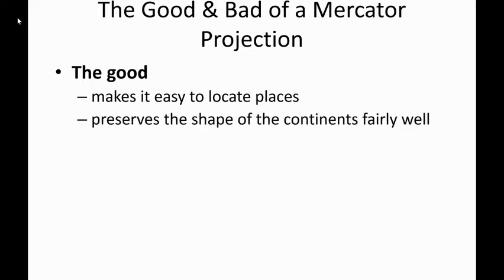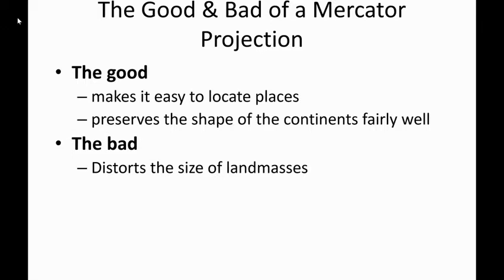Now, it preserves the shape of the continents fairly well. We'll see that it doesn't do that, though, with the size. The main distortion on this is it distorts the land masses, and in particular, you're going to see that the land masses are distorted pretty badly at the poles. And so Greenland and Antarctica especially, they're distorted to make them look a lot larger than they actually are.